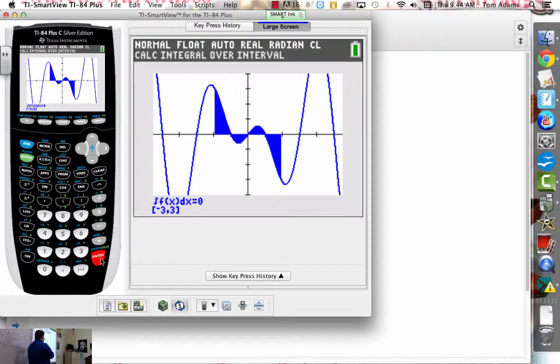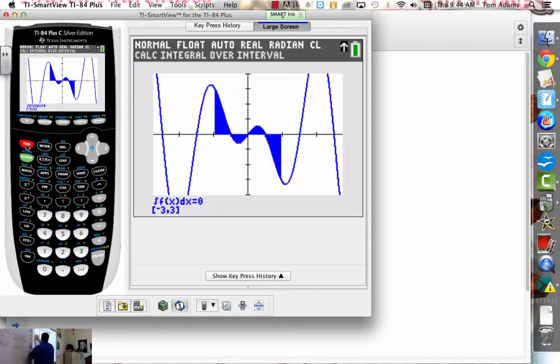So if the application calls for me finding out the stuff shaded in blue, in other words, how much area is taken up by the stuff shaded in blue, how can I do that on the calculator? Here's a little trick. What did I do on the last problem? I used the absolute value, right? So I can do that right now.